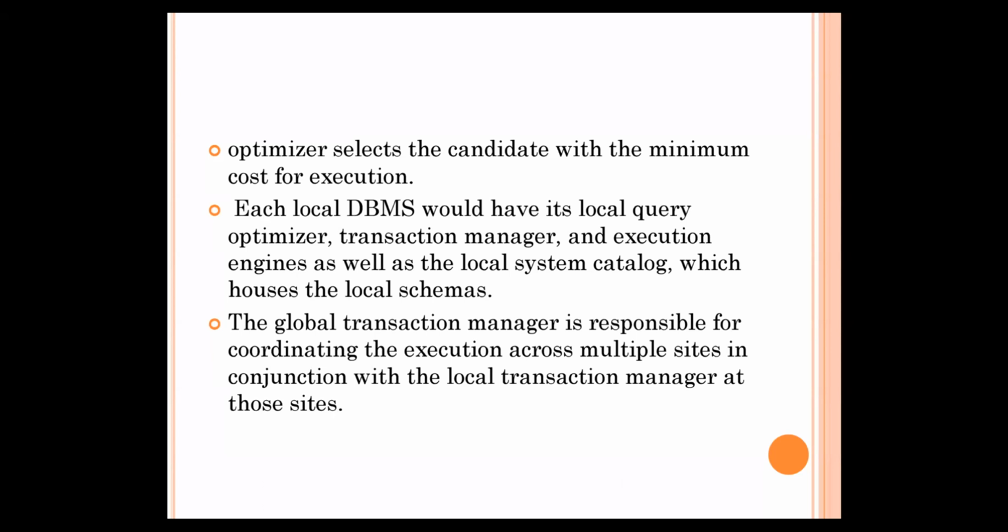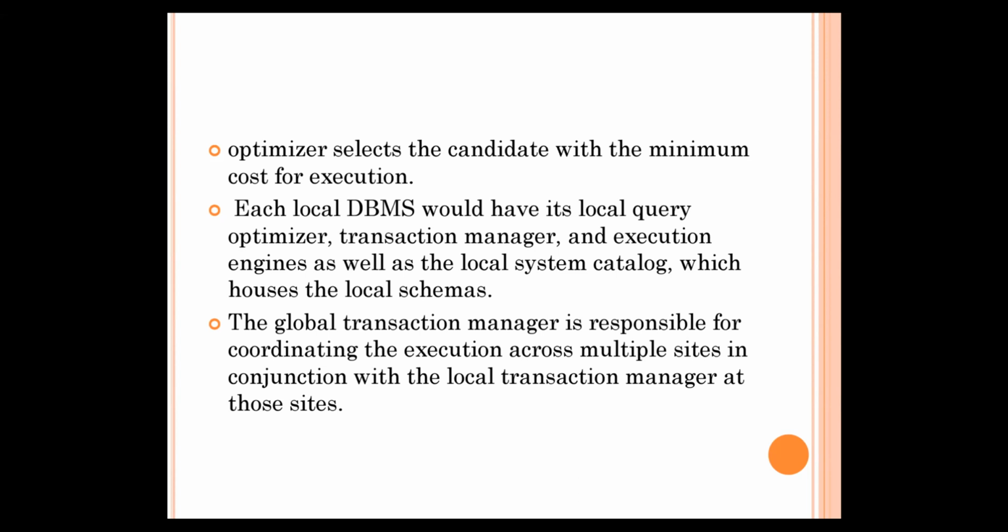Each local DBMS would have its own local query optimizer. So the local query optimizer will be available in the LCS itself, along with the transaction manager and execution engines, as well as the local system catalog, which houses the local schema. So in the LCS itself, we have the query optimizer, transaction manager and execution engines. All those things depend on the local optimizer. The global transaction manager is responsible for coordinating the execution across multiple sites in conjunction with the local transaction manager at those sites. So what is the role of the CGS?